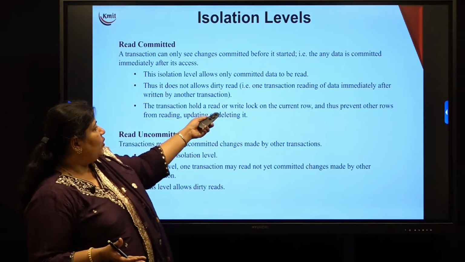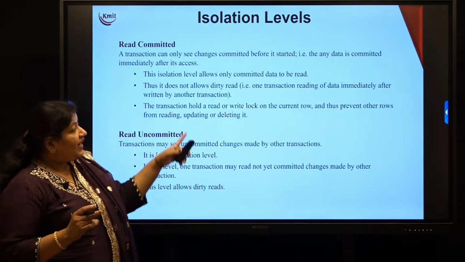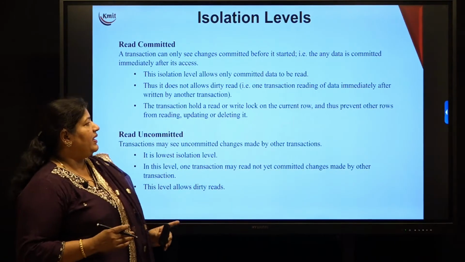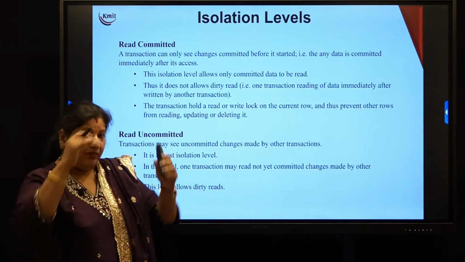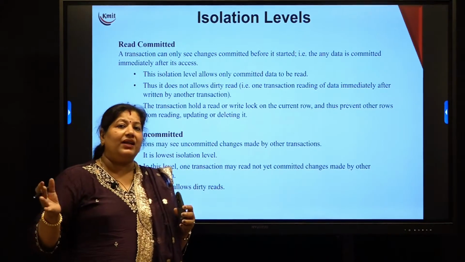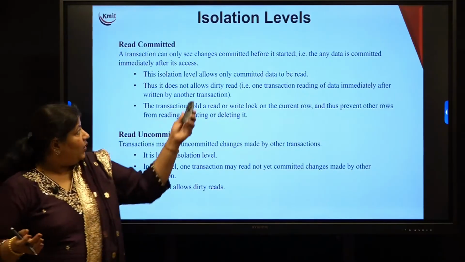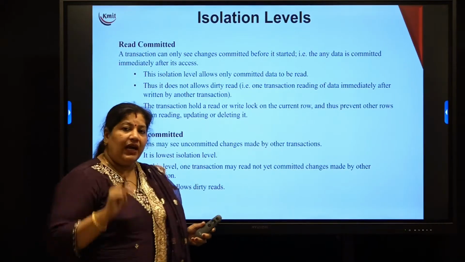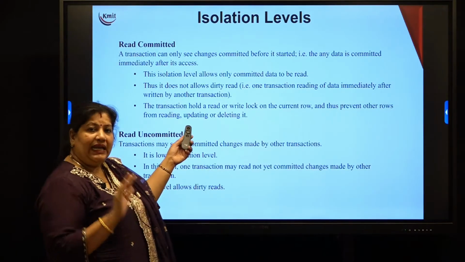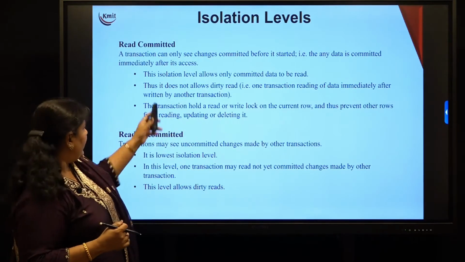The transaction holds a read and write lock on the current row and thus prevents other transactions from reading, updating or deleting it. So here, in the earlier case you saw that it holds locks on all the rows, so no other data value can be updated. Whereas in case of read committed, it holds a lock only on that row or that particular data, so other data can be modified.